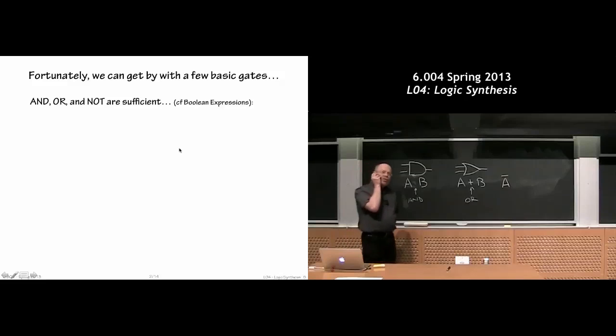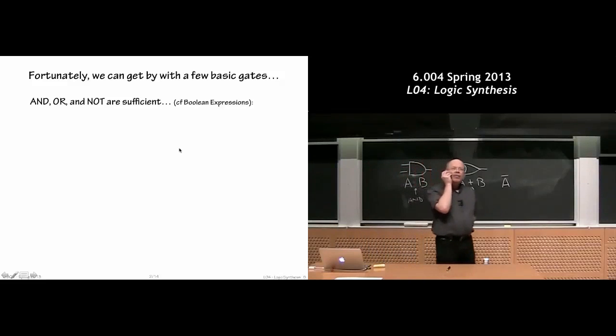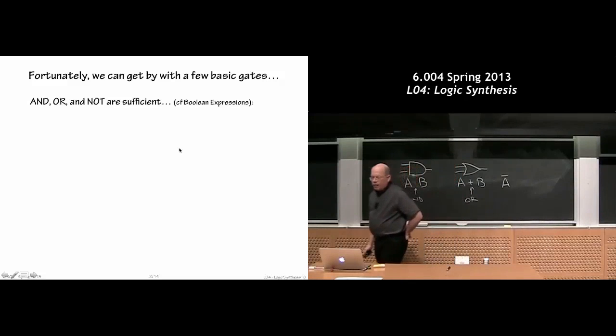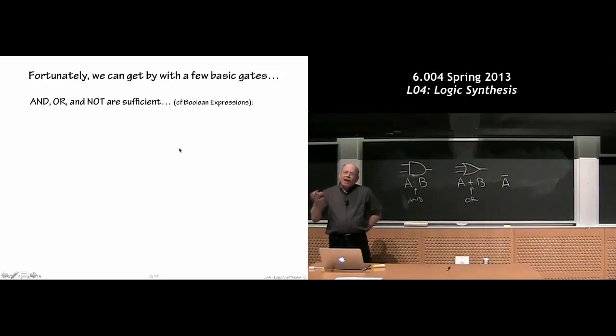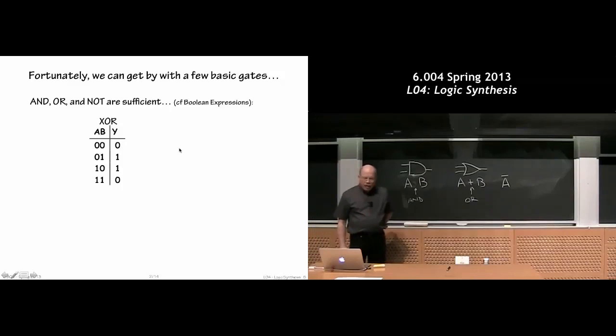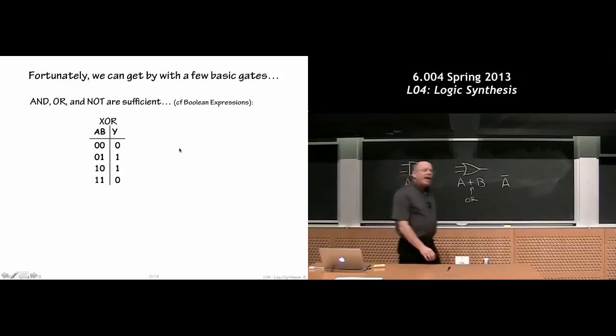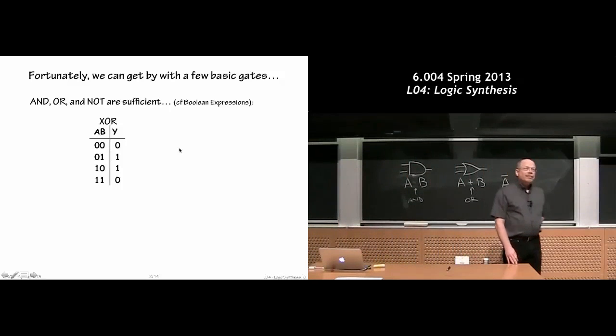So the question is, what should we actually put into the stock room to build logic with? Do I need samples of all 16 of those gates I showed you on the previous slide? And what do I do when I want a 4-input OR gate and all I have is 2-input OR gates? We're going to tackle that problem next. It turns out that AND, OR, and NOT are sufficient. They're all we need.